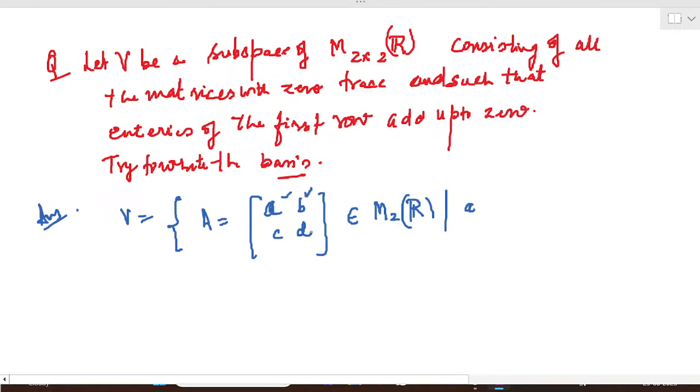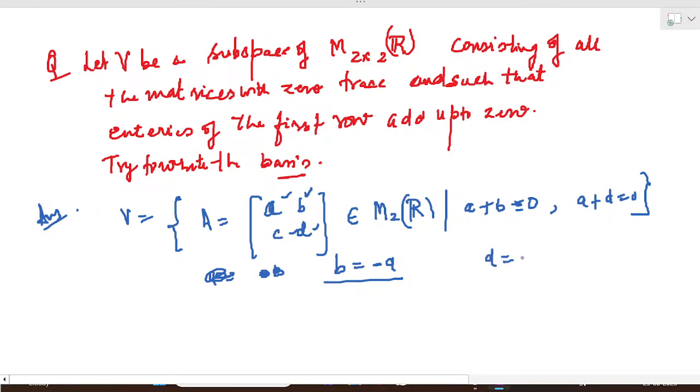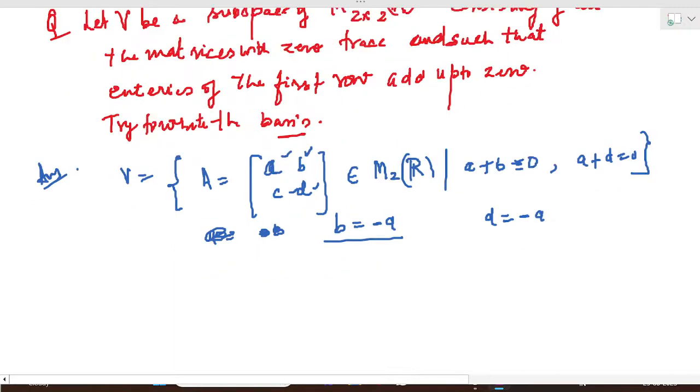So A, B, C, D belong to real, such that the sum of the row elements in the first row is 0, and then the trace is 0. So A plus D is also 0. What does it imply? It implies that A should be equal to minus B, or I should write B is equal to minus A here. And also you can write that A plus D is equal to 0. Then I can write that my D should be equal to minus of A.